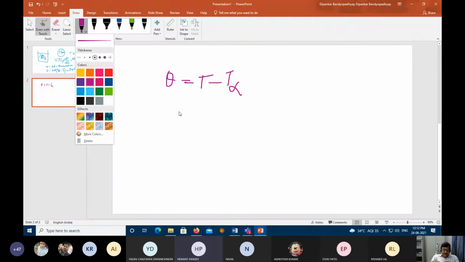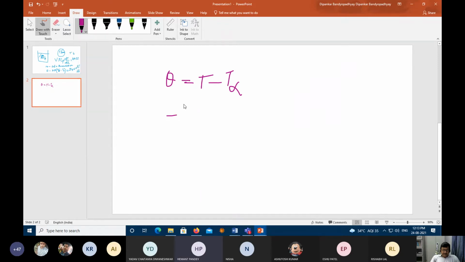Minus hA theta equal to rho Cp V dT by dt. Can you repeat? Minus hA theta, equal to rho Cp V d theta by dt. D theta by dt, okay?